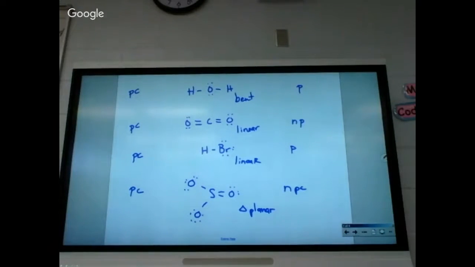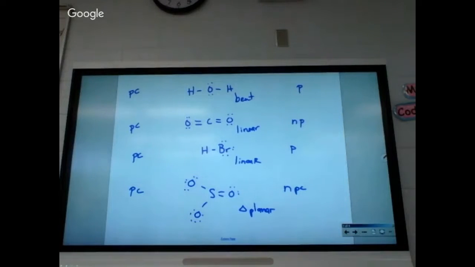HBr, why is that polar? Because anytime you have just one bond, there's no central atom. You just subtract. So even if there's a double bond, it would be nonpolar? Yes, the same rules apply.